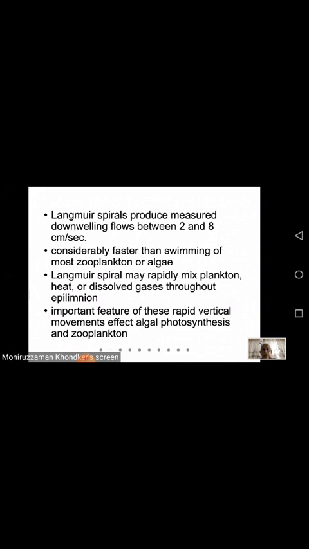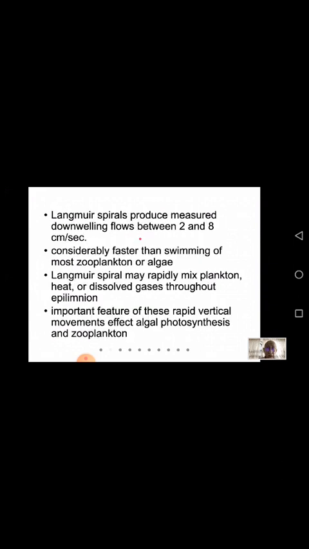It can affect the animals. It can also affect the plants, and particularly in those regions the plants are microscopic planktonic organisms. Those are all affected by this kind of Langmuir circulation. So, okay, Langmuir spirals.